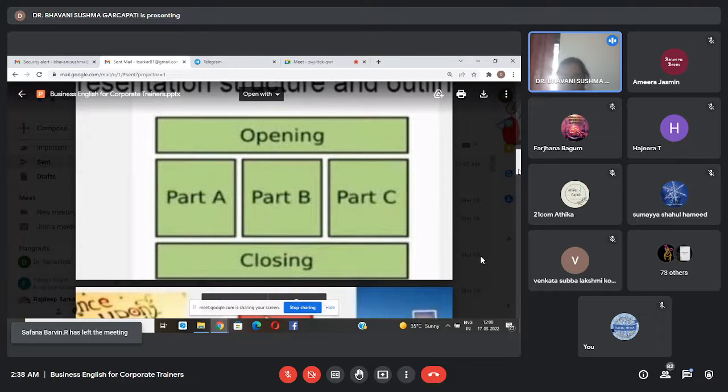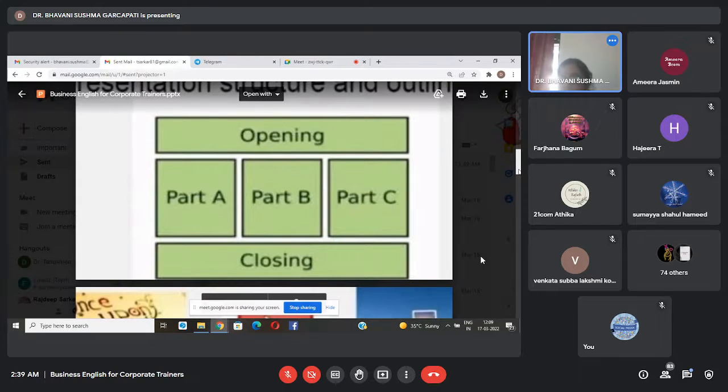You can divide your presentation into three parts: part A, B, and C. So what is part A? Part A means introduction. While introducing your topic, you can say what you are going to focus on, which part you are going to focus on. So you can say that in part A. It will come under introduction. For an interview or a presentation or anything, you have to plan according to that.